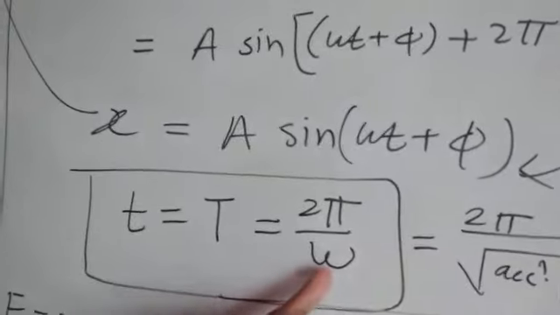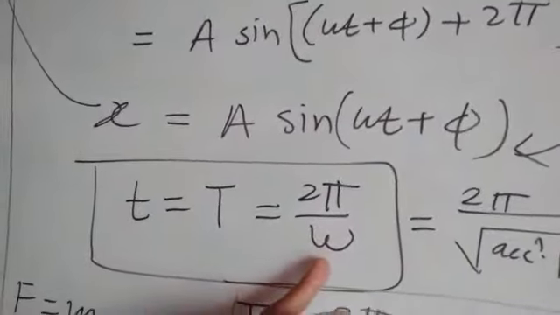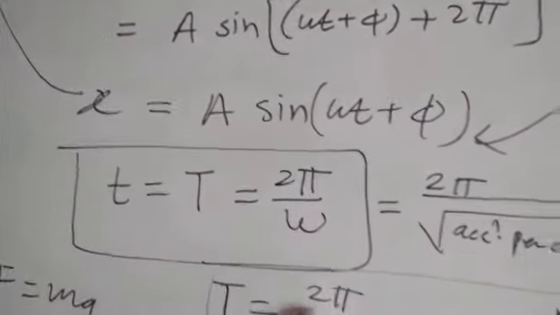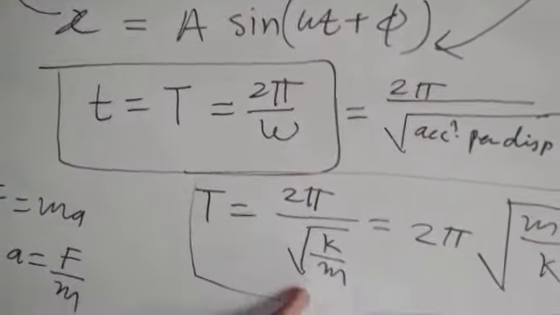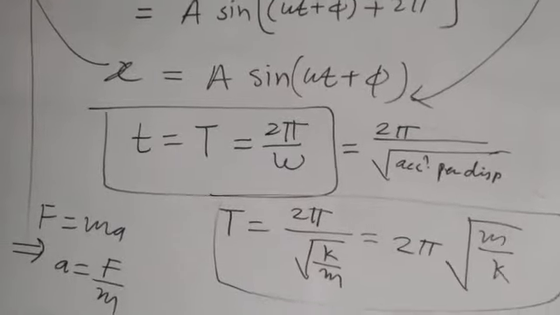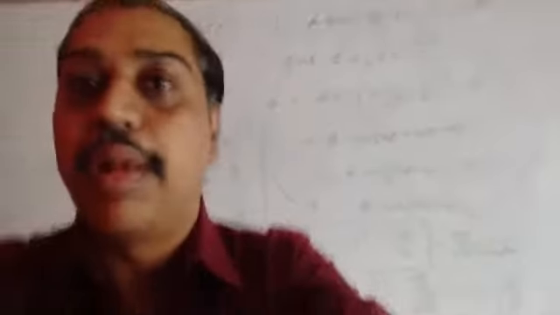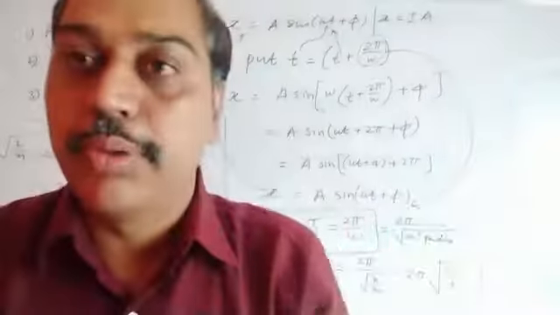If you put this value here, what we get is equal to 2 pi divided by the square root of k by m. That is 2 pi into the square root of m by k. That is said to be the time period of a particle performing simple harmonic motion. I hope you got this.